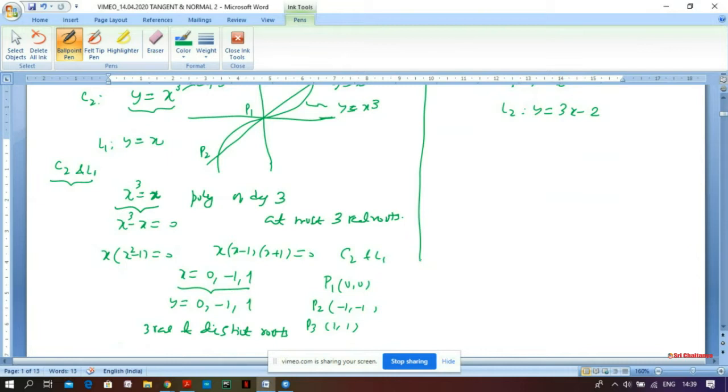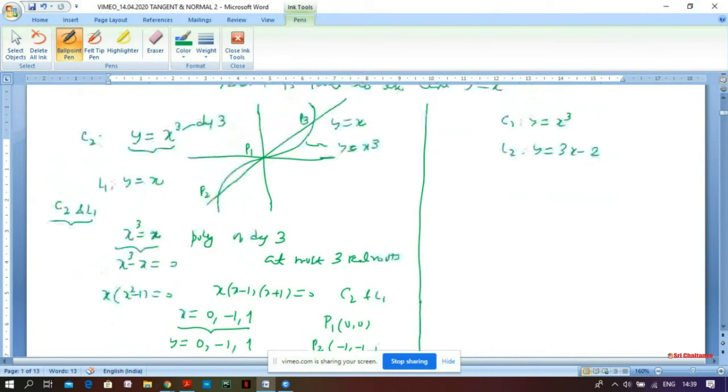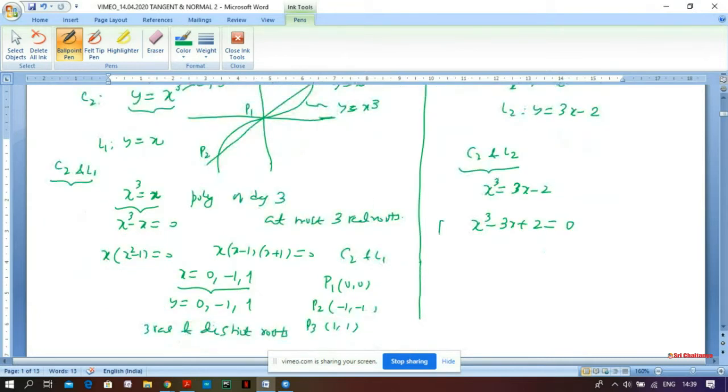This scenario changes once we consider this 3x minus 2 line and the same curve, y equal to x cube. Now let me intersect this C2 and L2 where they meet. So I will get x cube equal to 3x minus 2. I can write x cube minus 3x plus 2 equal to 0. Suppose I call it f of x. It does not take long to notice that f of 1 is 1 minus 3 plus 2, which is 0. And so I can factorize this: x minus 1 is a factor.